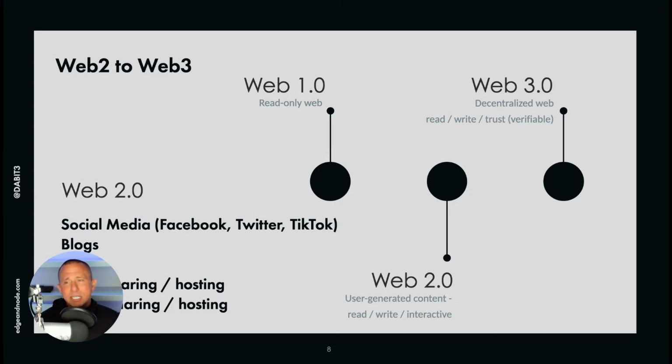But the next step is what a lot of people are moving towards, as well as a lot of the work that we're moving towards here at Edge and Node, moving towards what is known as Web 3, which you could think of as a decentralized version of what we have today, along with a few other benefits that we don't have today.